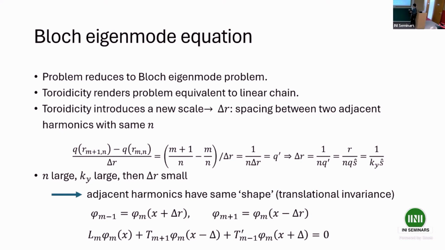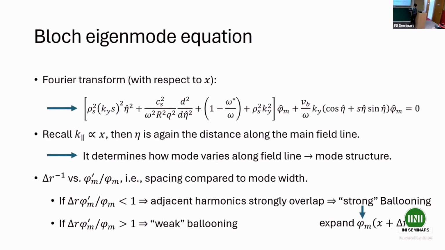So this equation is simplified to this following equation. We can say phi m is the only unknown function, but there is also spatial translation in this equation. So to deal with this spatial translation, we can take the Fourier transform with respect to x. So we can have this eigenmode equation. I need to emphasize again, eta here is the distance along the mean field line, conjugated to k parallel, which is proportional to x. So if we solve this equation, we can get the mode structure along the field line. If we take the inverse transformation, we can get the mode structure in the radial direction.